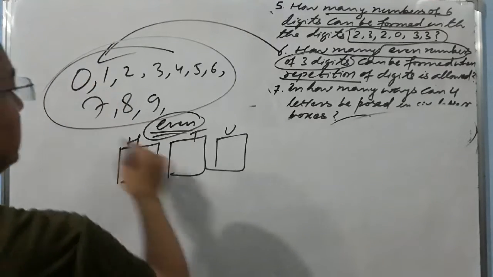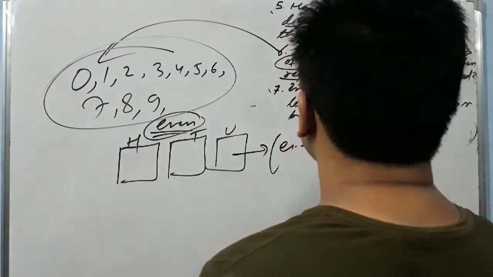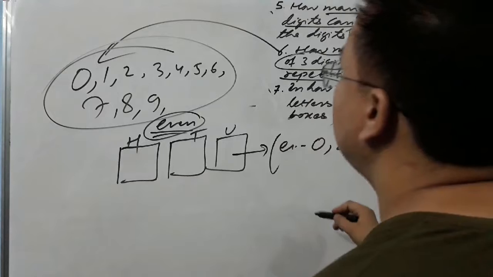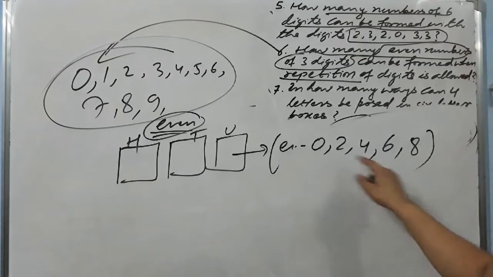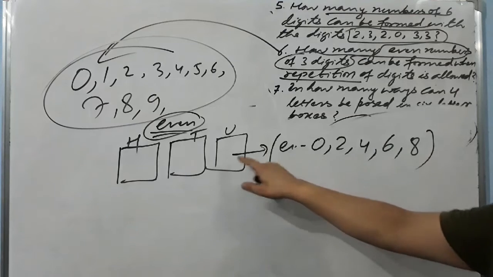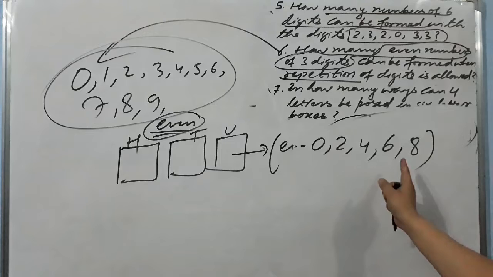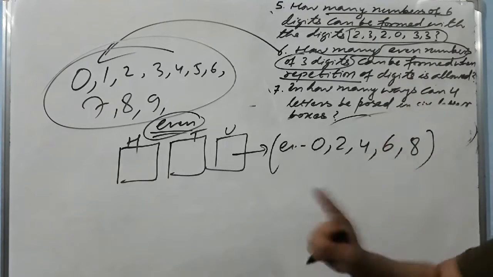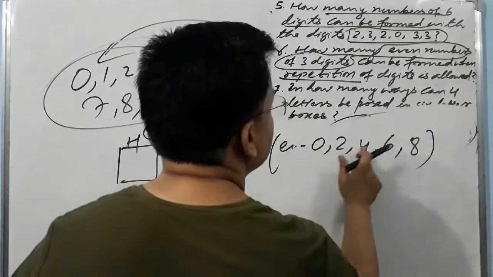In the unit place, you can use 0, 2, 4, 6, or 8. Any one of these numbers you can use here in order to make a 3 digit even number. So 1, 2, 3, 4, 5.